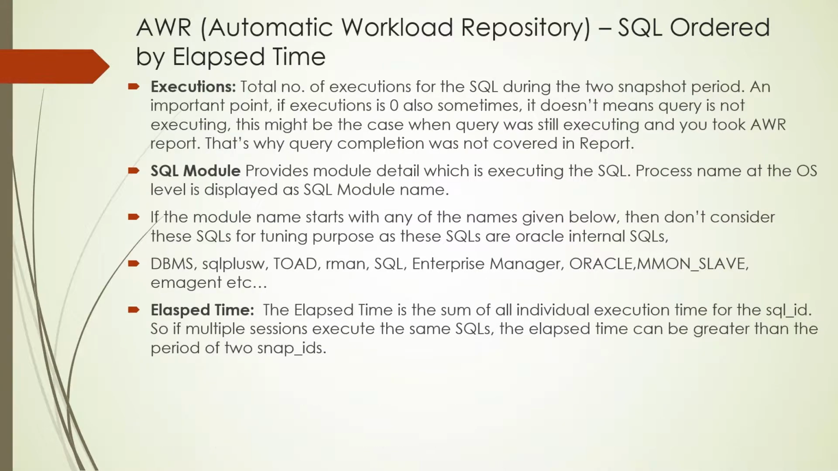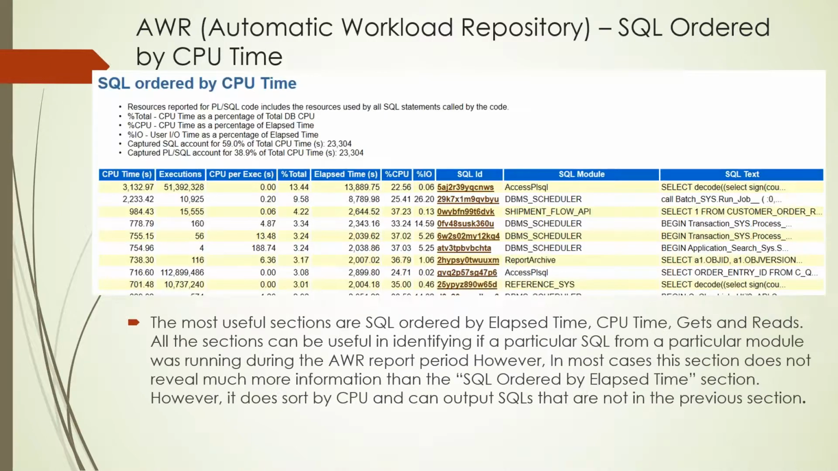Now again, in this table, we have executions, SQL module and elapsed time. This is just a normal explanation of fields, such as executions, the total number of executions. Now coming to the next section, SQL ordered by CPU time. Earlier it was SQL ordered by elapsed time, now it is by CPU time. So how much CPU time it is consuming.